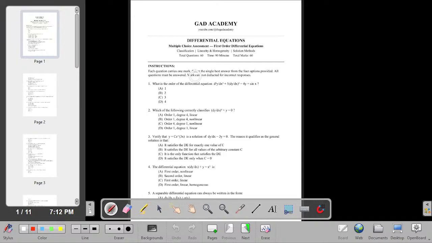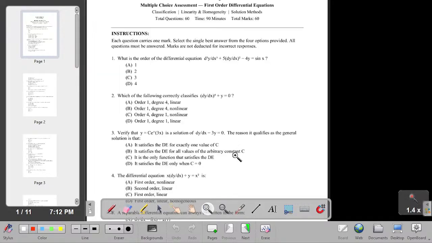Instructions. Each question carries 1 mark. Select the best answer from the 4 options provided. Let me increase it a small. Good. So each question carries 1 mark. Select the best answer from the 4 options provided. All questions must be answered. Marks are not deducted for incorrect responses.